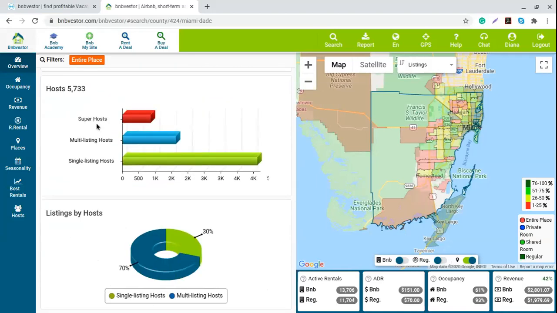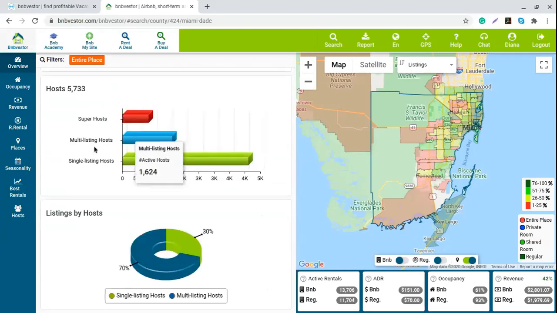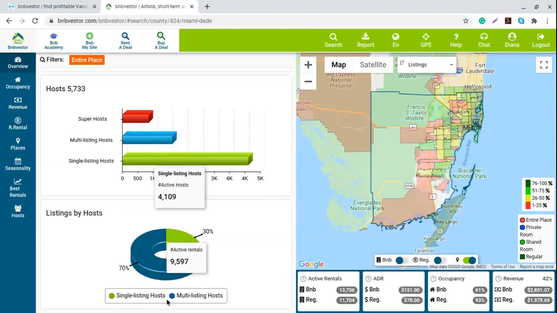How many of these houses that have these listings are super hosts, multi-listing hosts, or single listing hosts? Single listing hosts are people that only have one property listed on Airbnb. How many are multi-listing, and how many are super listing, like big corporations? Right here, you can also see the difference between the two most important, the single listing host and the multi-listing host. The percentages are right here. Any questions, guys? Let me know, please.